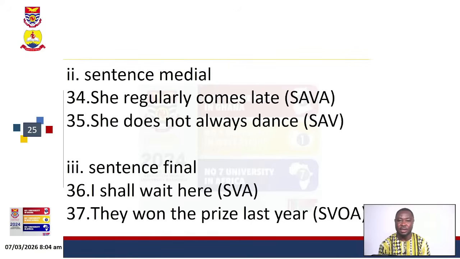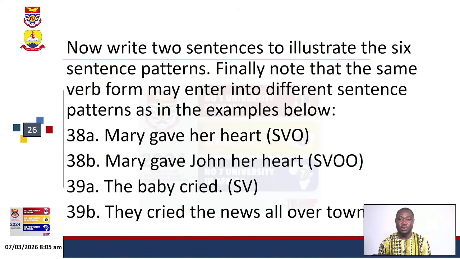I shall visit here, or I shall visit there. They won the prize last year. Okay, we have SVA in 36 and SVOA in 37. Now you need to test yourself. Write down some 2 sentences to illustrate the 6 sentence patterns, and finally note that the same verb form may enter into different sentence patterns as the example below.